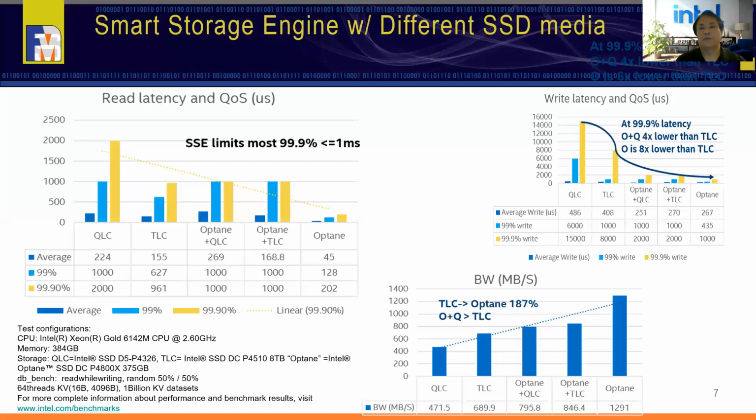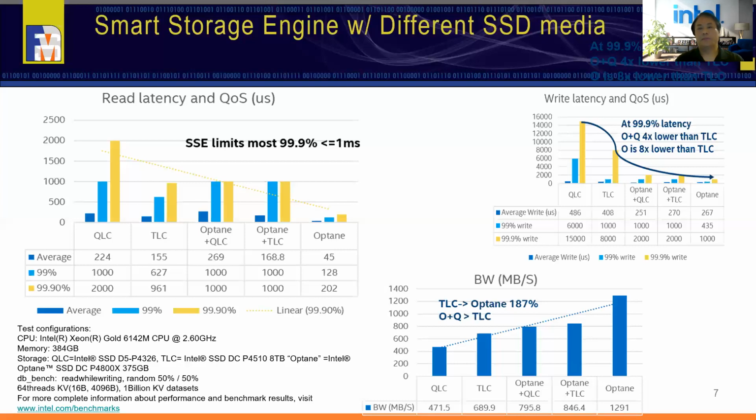So when you do single writes like QLC or TLC, you can see the write tail latency is very big. Like TLC at 3.9 got 8 milliseconds. QLC got 15 milliseconds. But once we plug in the Optane in the write path, when we do Optane plus QLC or Optane plus TLC, we use Optane in the write path. So that dramatically improves the write latency.